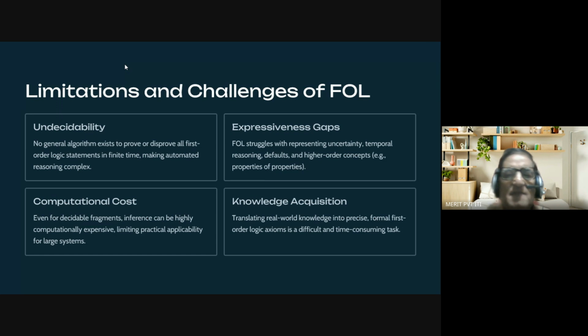Expressiveness gaps. FOL struggles with representing uncertainty, temporal reasoning, defaults, and higher order concepts. For example, properties of properties, the price of property and all that. Computational cost: even for decidable fragments, inference can be highly computationally expensive, limiting practical applicability for large systems.